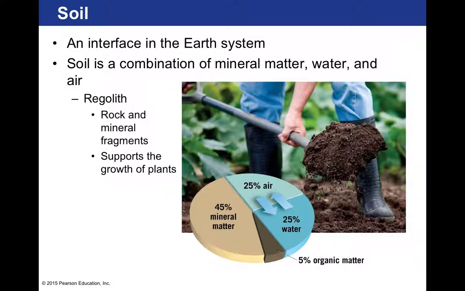Soil is basically a combination of water and air with mineral matter. And then in between there, you're also going to have some organic matter in the soil as well. But for the most part, it's minerals, air, and water. You also have something that's defined on this slide called regolith. This is just rock and mineral fragments that help support the growth of plants. So that's also a part of the soil that would fall into the mineral matter portion of this pie chart.